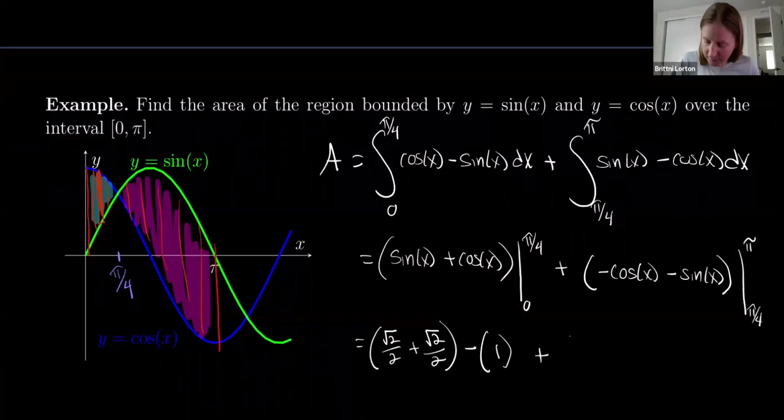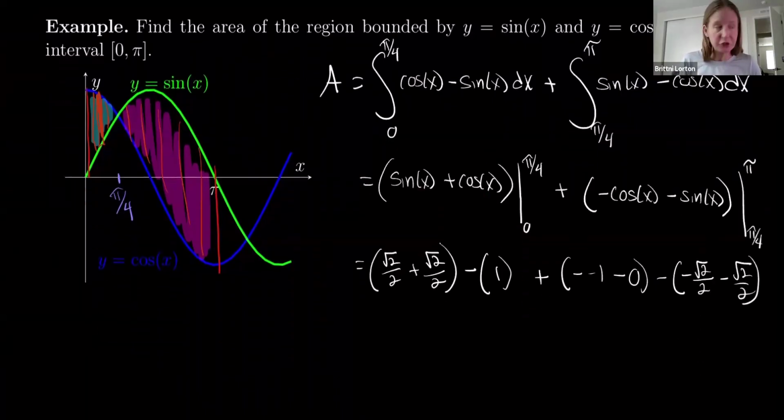And then plus, I'm going to now plug in pi over here. Cosine of pi is -1. Sine of pi is 0. If I plugged in pi over 4, I would get negative root 2 over 2 minus root 2 over 2. And then you should be able to simplify, combine your like terms.